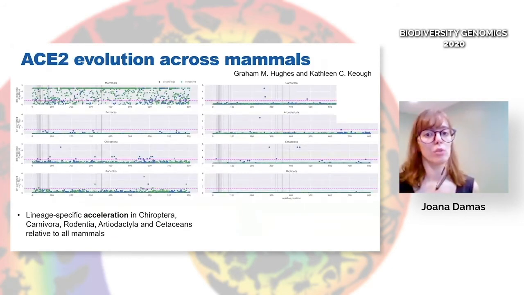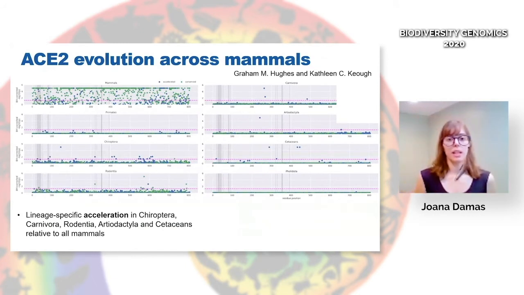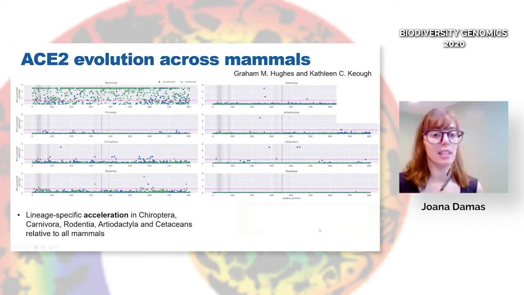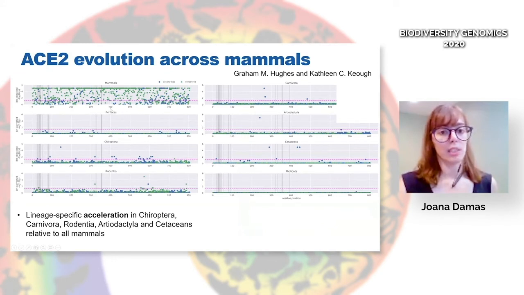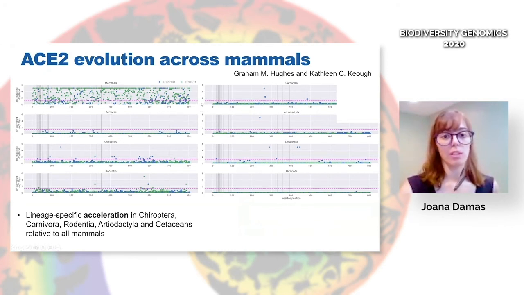We also looked at the evolution of ACE2 across mammals. The first thing we noticed from this plot, where in each of the panels the y-axis represents the ACE2 protein from beginning to end, is that the ACE2 protein in mammals is highly conserved. Conserved codons are marked with a green cross, and the codons under accelerated evolution are marked with a blue dot. So from this panel, you can see that we have a highly conserved protein in mammals.